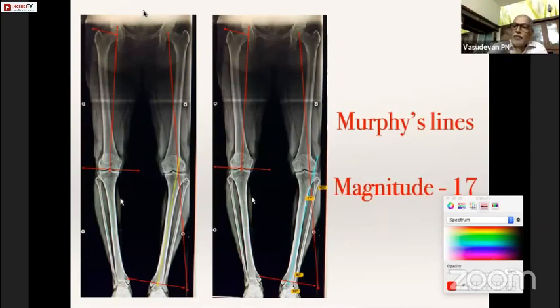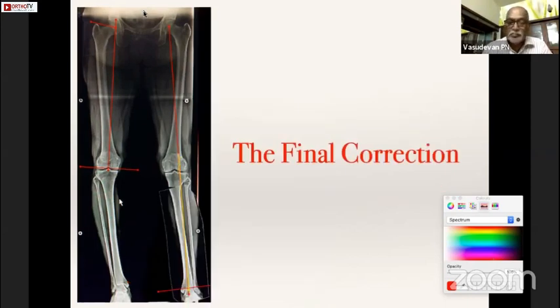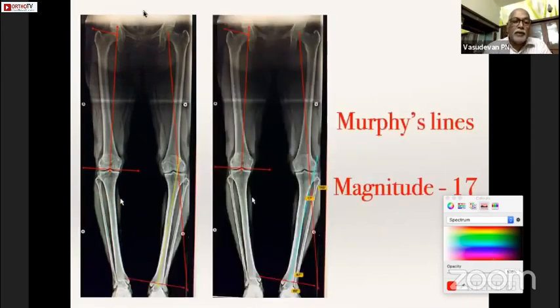And this is how I do a Murphy line, since I'm doing the proximal mechanical axis. This is the future proximal mechanical axis. I think my mouse is not working. You can see the proximal mechanical axis going to the Fujisawa point, that is the mid-diaphysis of the tibia. It goes above the knee joint. So that shows there's a femur deformity there.